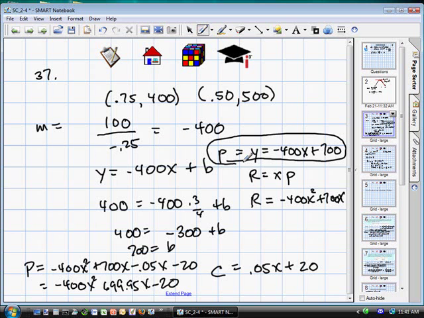So now, finally, subtract the cost from the revenue and you've got the profit. So I took, it's messy, but what I did here is I did revenue minus cost. So this equation minus this equation, and it should be what I have here. Negative 400x squared, and then plus 700x, subtract this guy, 5 cents x minus 20. Here's what it came out to. So that's part A.